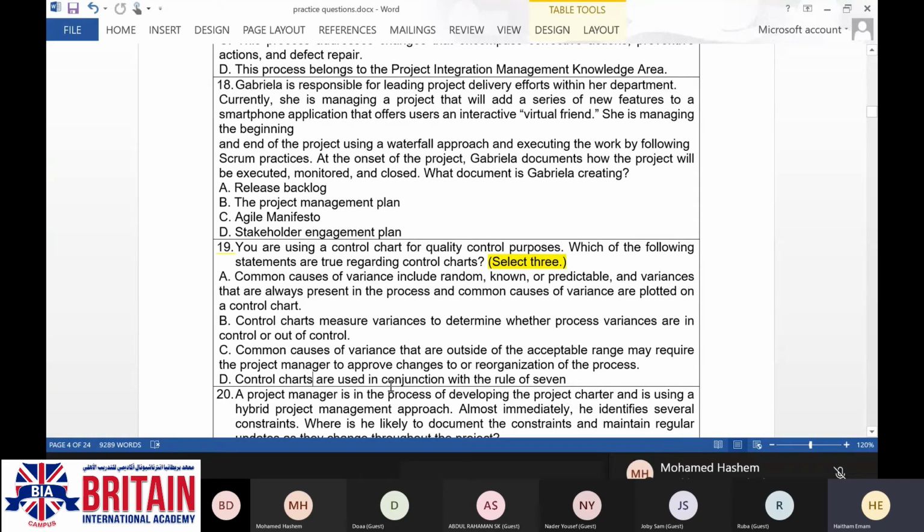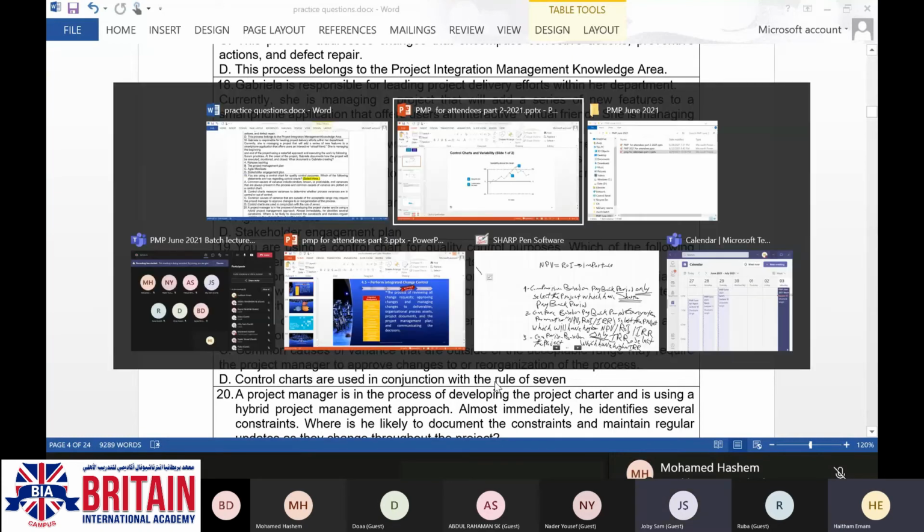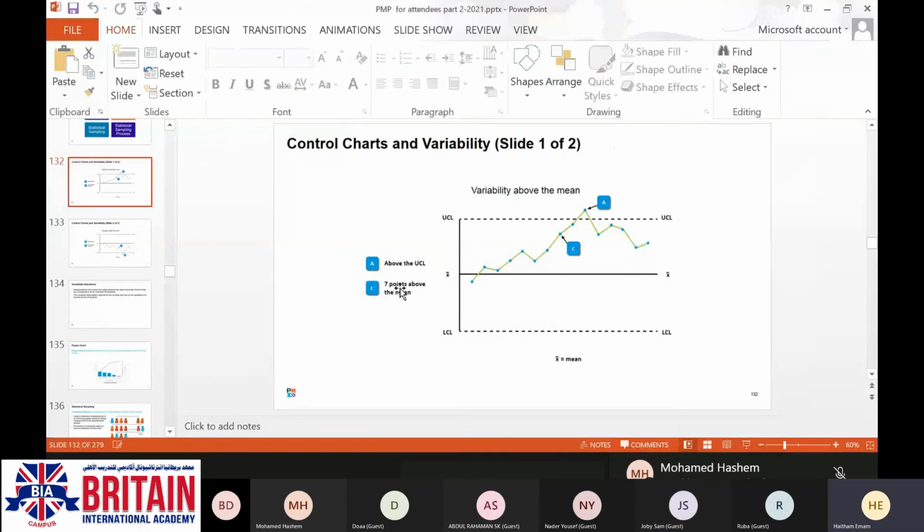Control charts are used in conjunction with the rule of 7. If we go back to that slide, 7 points above the mean. So A, B, and D.